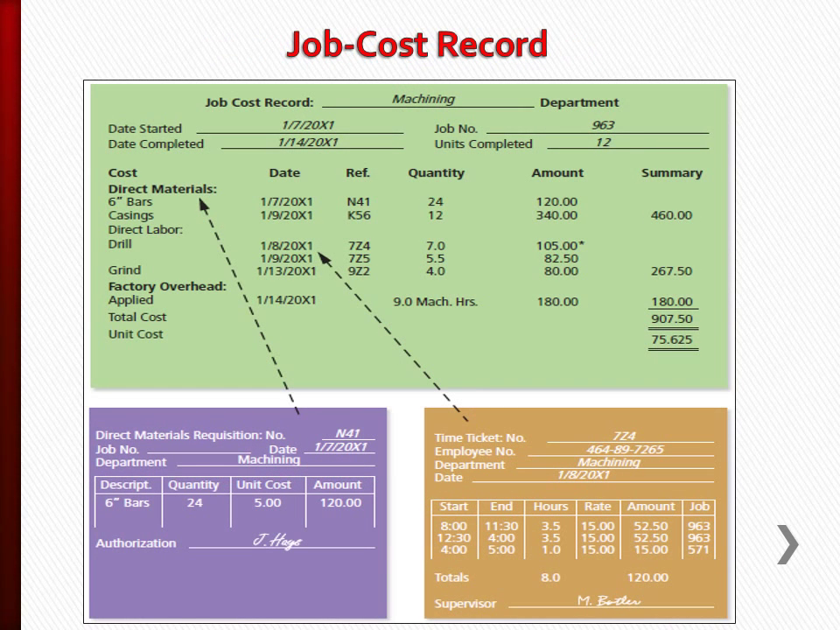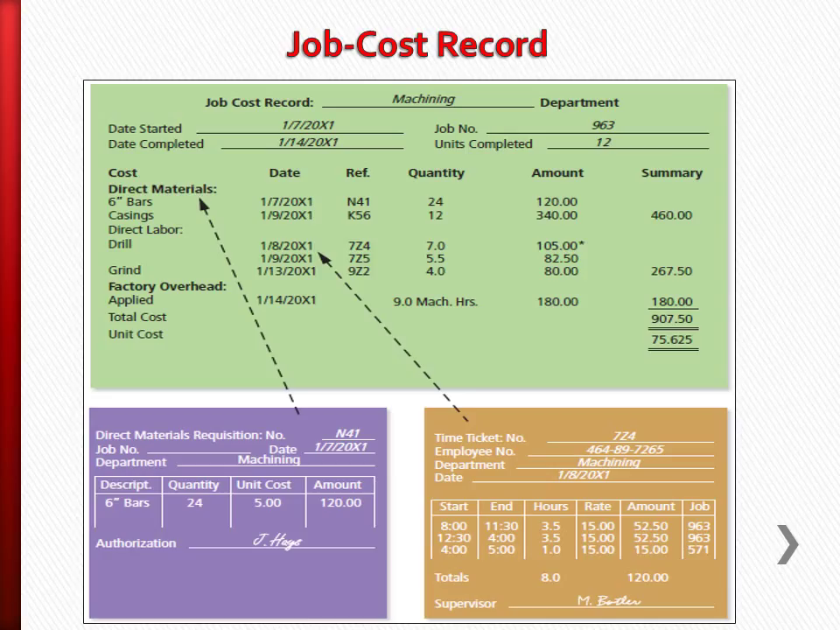So this is a visual of job cost records. Once again, they appear to look like paper documents, but in today's world, these are going to be electronic records. So these could be the electronic interface through a computer system, or reports produced from the underlying electronic accounting system. The job cost record shows all the costs associated for a particular job. Direct materials, you can see they use, in this case, 6-inch bars, casings. Direct labor, but also notice that there's a line allocating overhead to this particular job.